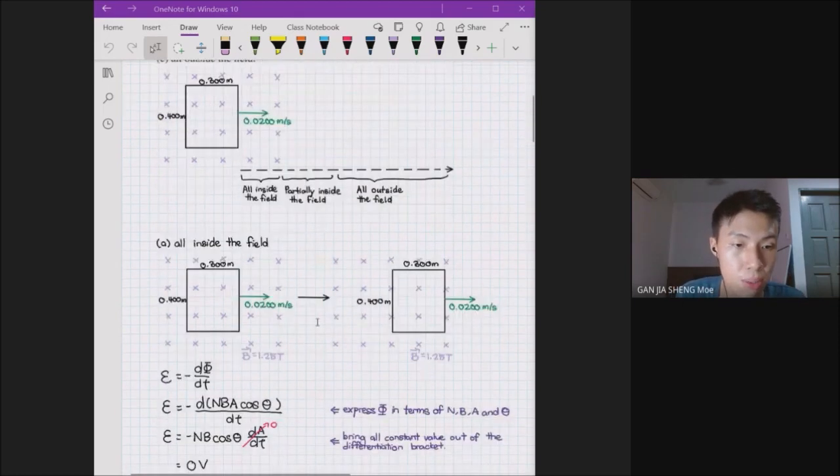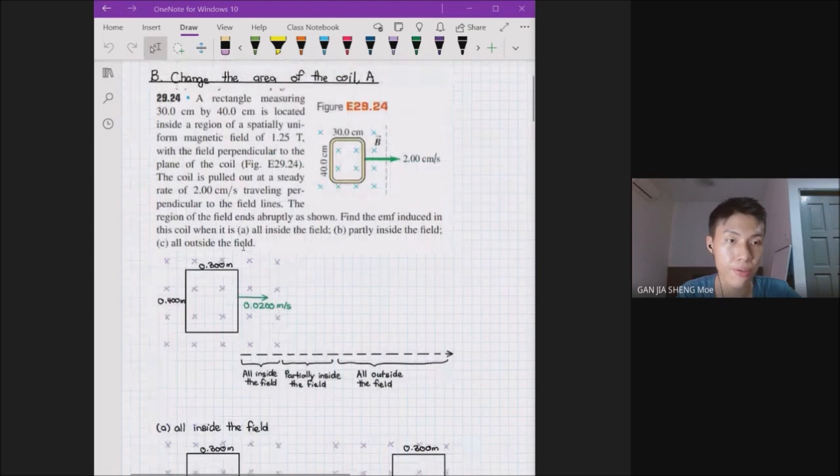When it's all inside the field, that means this loop is initially somewhere near the left of the magnetic field region. Then you're moving to the right, and now it's leaning more towards the right of the magnetic field region. But throughout this journey, you can see that the whole area is covered with magnetic field passing into the page. So technically, if you look at the situation before and the situation after, both of them have the same area, 0.3 times 0.4. Both of them experience the same magnetic field, which is 1.25 Tesla.